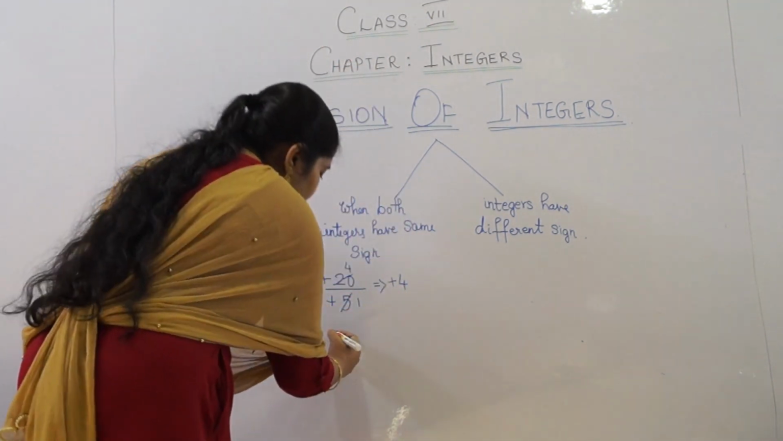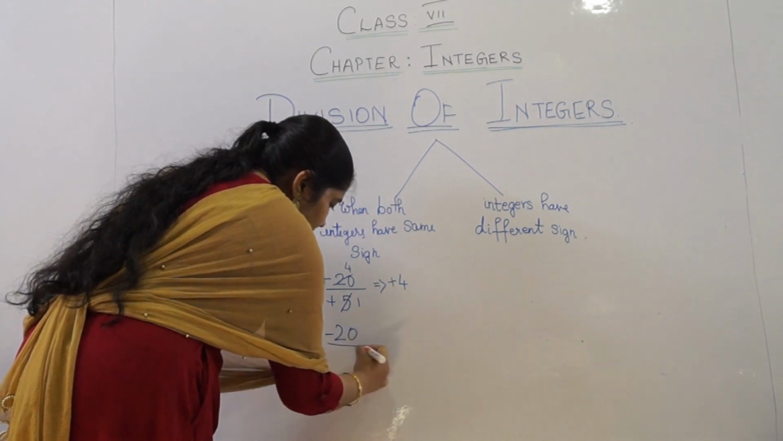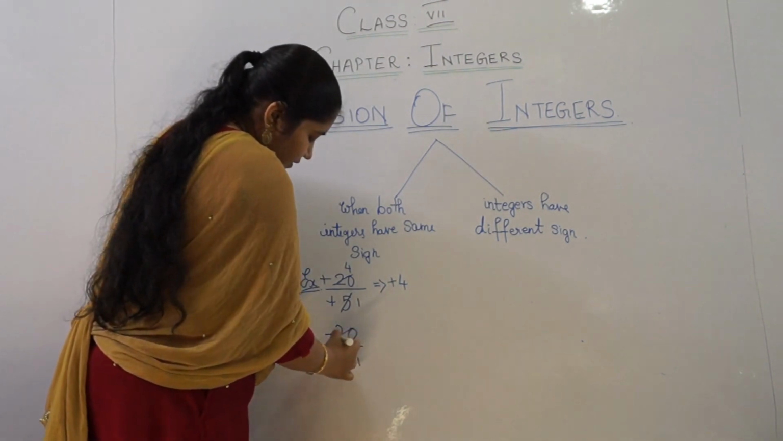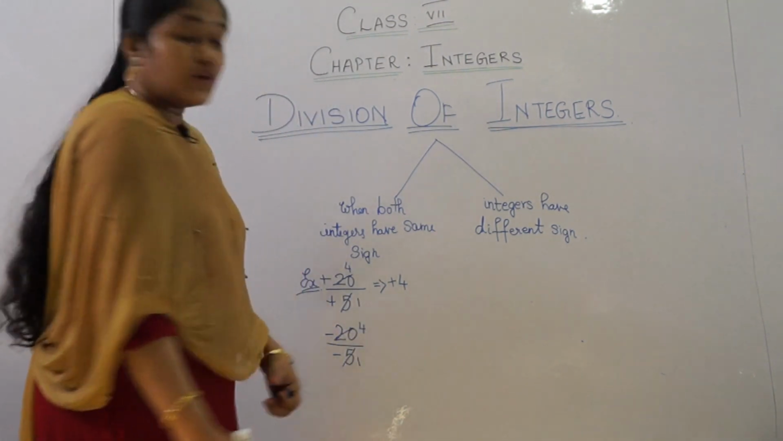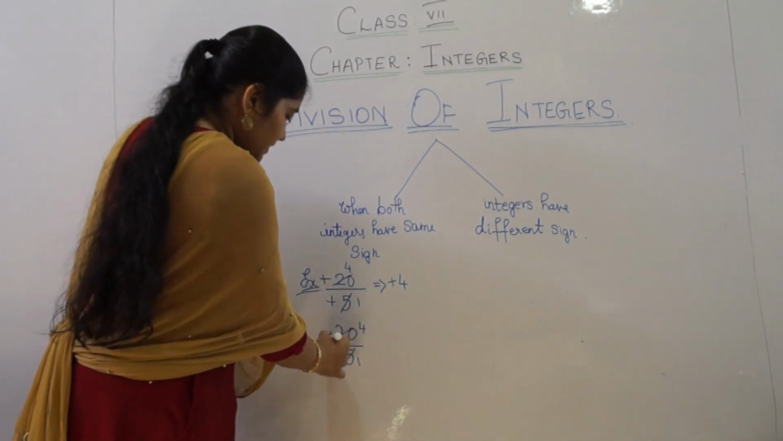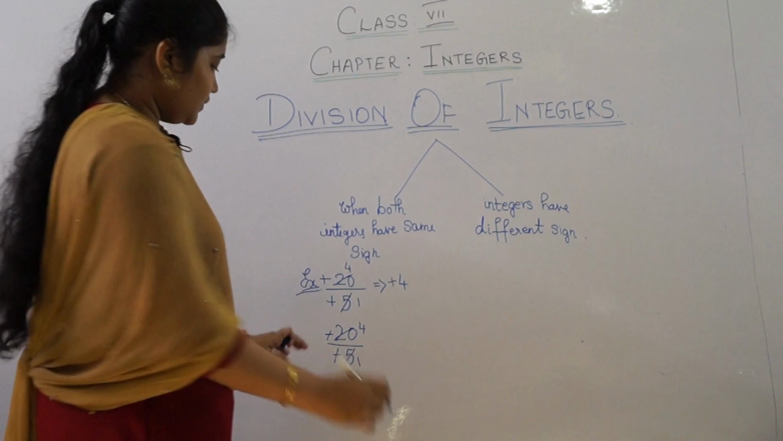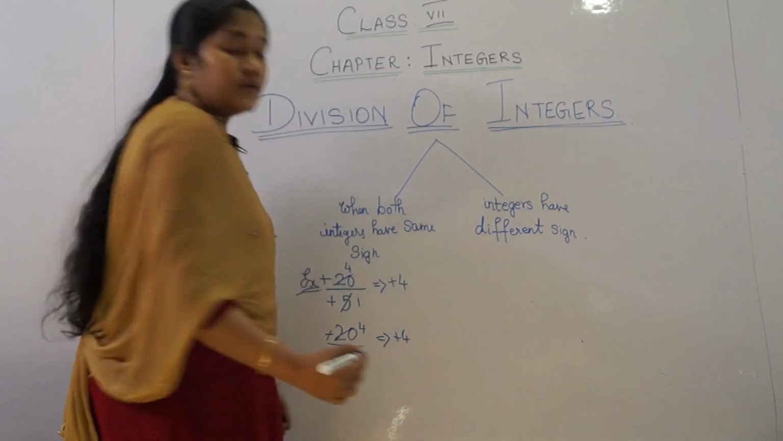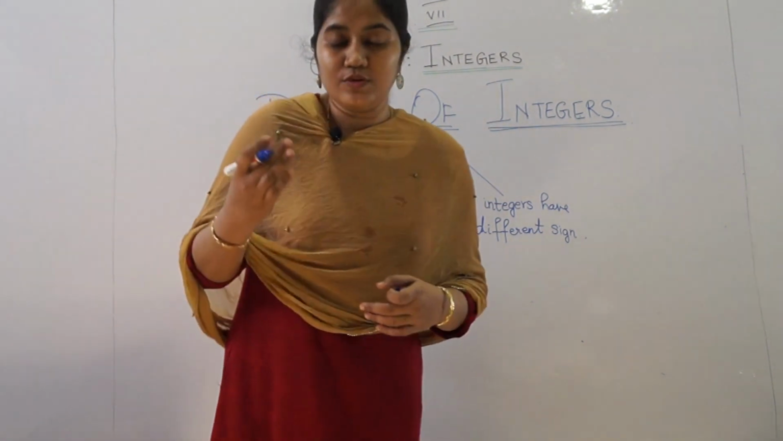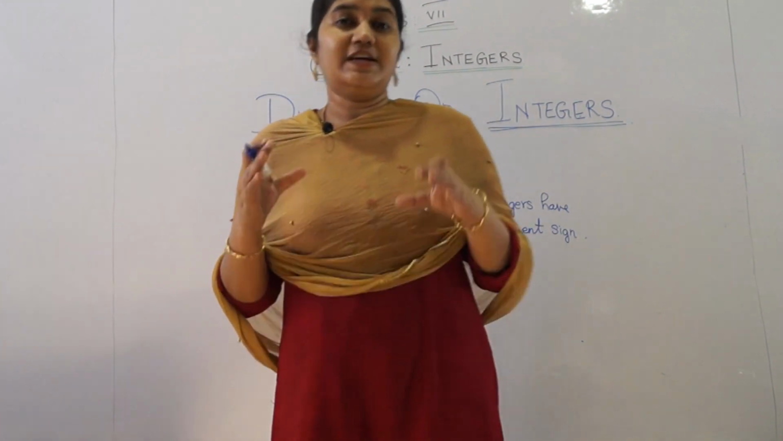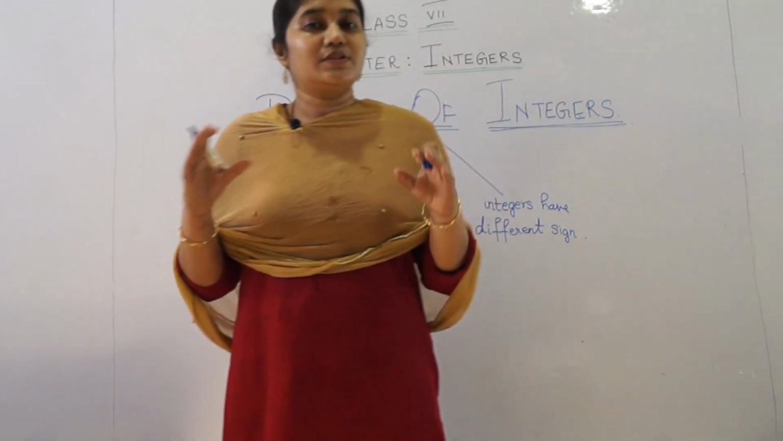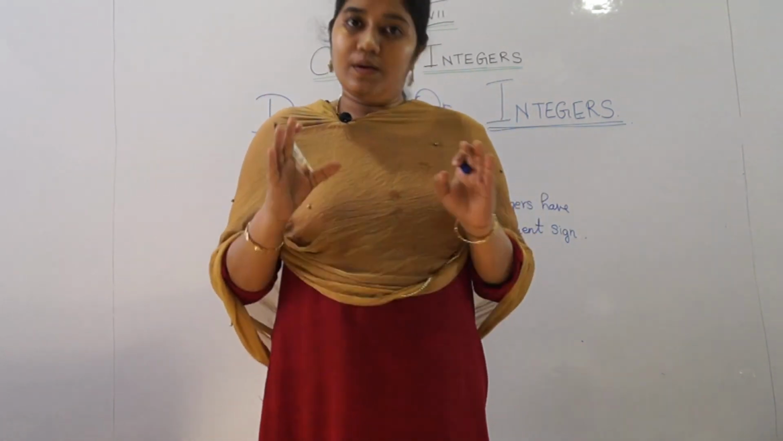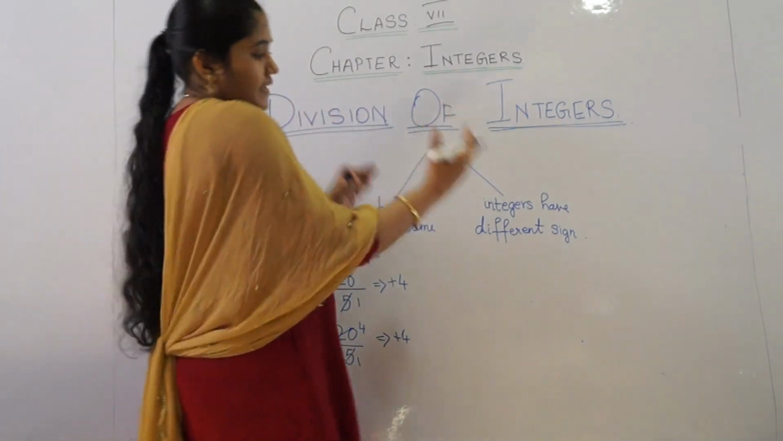Another example: minus 20 divided by minus 5. Again, 5 ones are 5, 5 fours are 20. So why does this become positive? Because the minus and minus sign also get cancelled. So now it becomes plus 4. So remember this: when you have two integers and both are divided, if their signs are the same, no matter whether positive or negative, the quotient is going to remain positive.